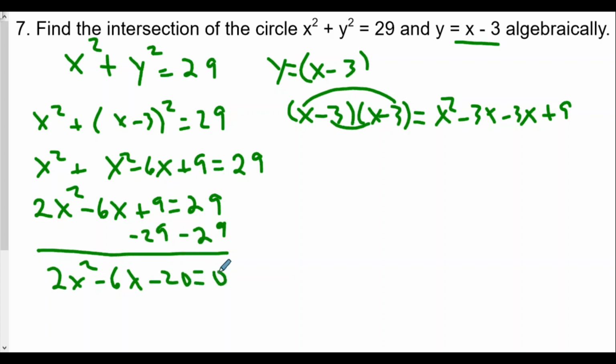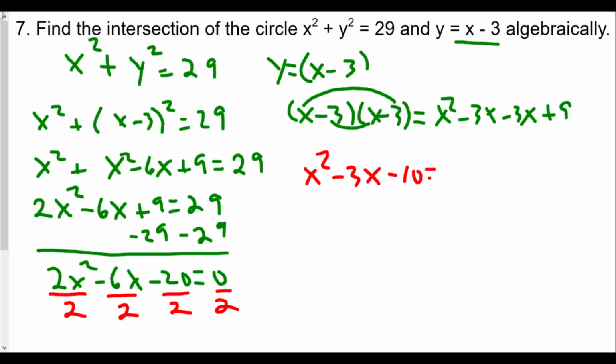Now, something we can do, because it's an equation and we're solving for x, not necessarily factoring, is see that all the terms of our quadratic equation can be divided by 2. We divide everything by 2 to make our numbers a little easier to work with. So 2x squared divided by 2 is x squared. Negative 6x divided by 2 is negative 3x. And negative 20 divided by 2 is negative 10 equals 0. Now we have a much easier equation to factor.